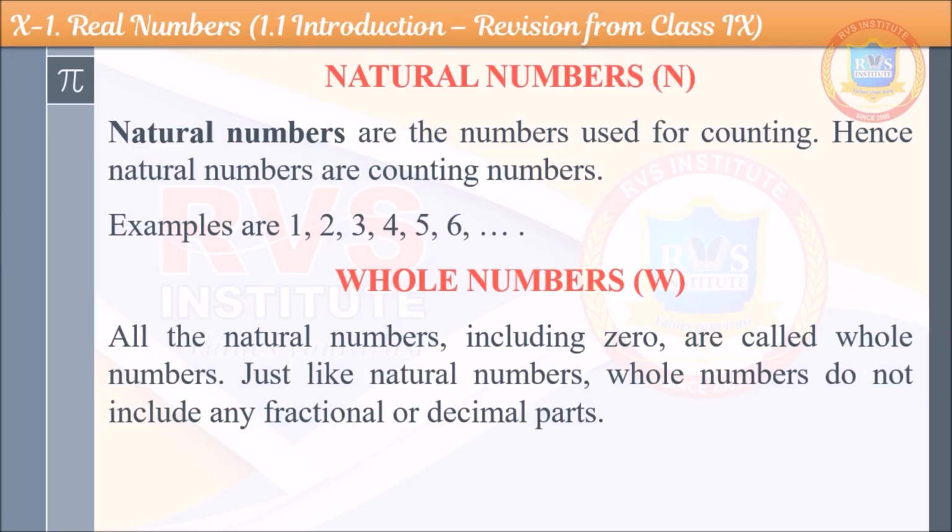Just like natural numbers, whole numbers do not include any fraction or decimal part. If you notice the difference between natural numbers and whole numbers, only 0 is an additional number in the set of whole numbers. Otherwise, all the natural numbers are present in whole numbers. Hence, all the natural numbers are whole numbers, but all the whole numbers are not natural numbers, as whole numbers include 0 and 0 is not a natural number.